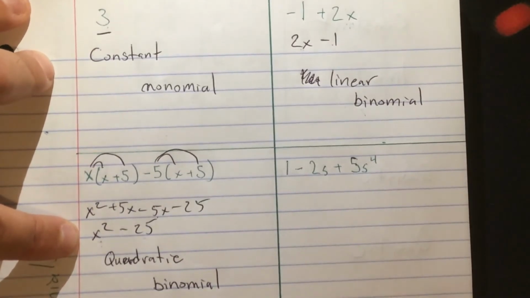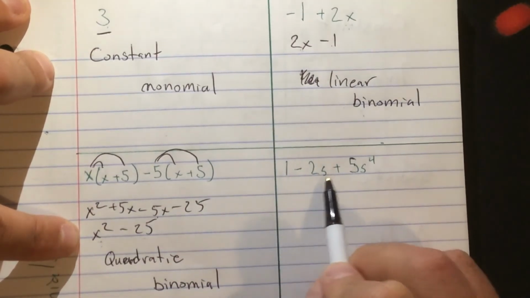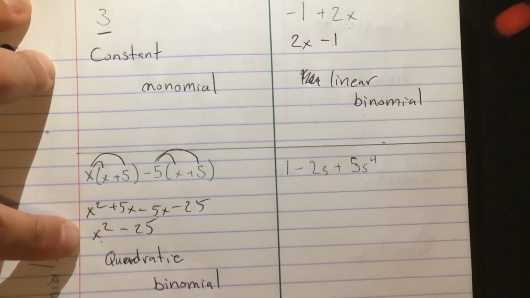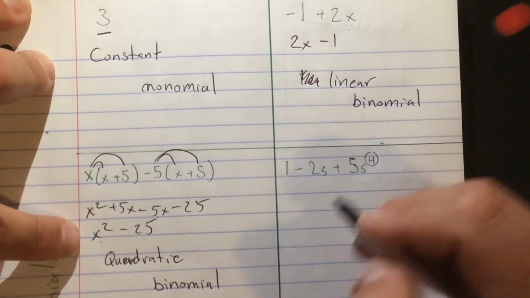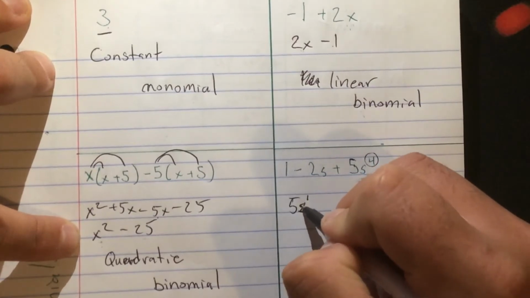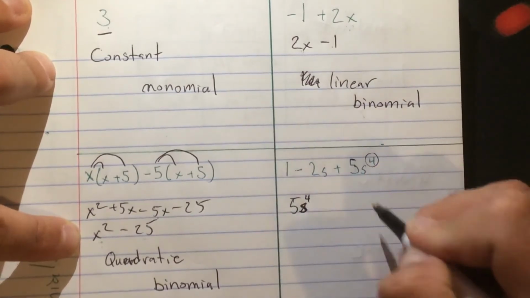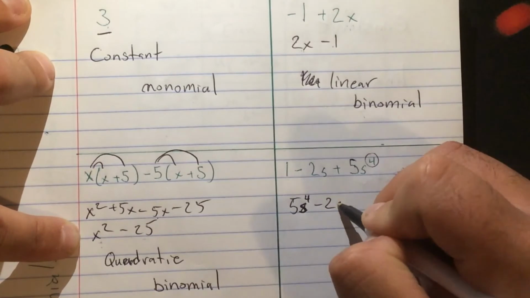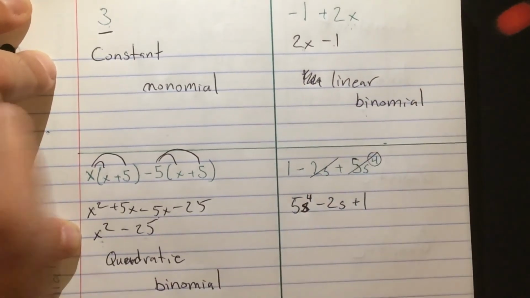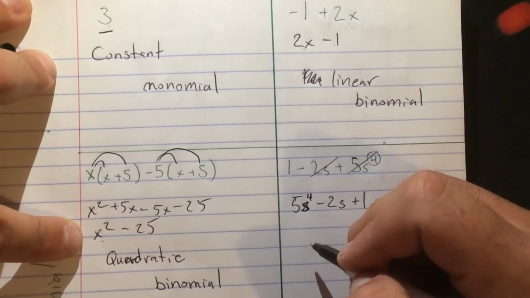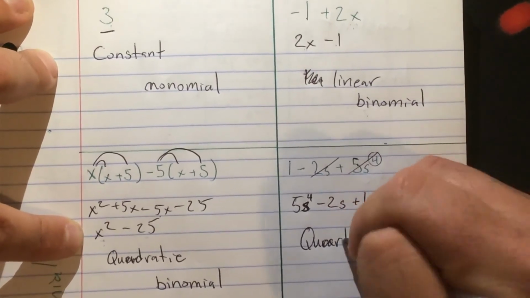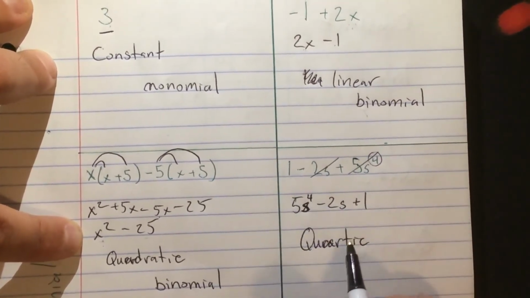There you go. The next one here, we have 1 minus 2s plus 5s to the 4th power. So we're going to rewrite this to make sure that the highest exponent is in front. So we have our 5s to the 4th power, then we have our minus 2s, and then our plus 1. And now we know this is a quartic, because to the 4th power is quartic.